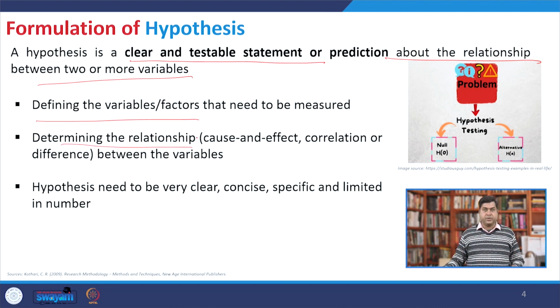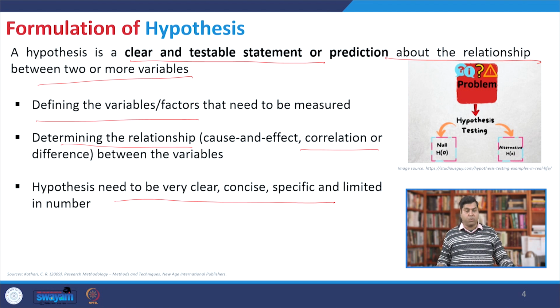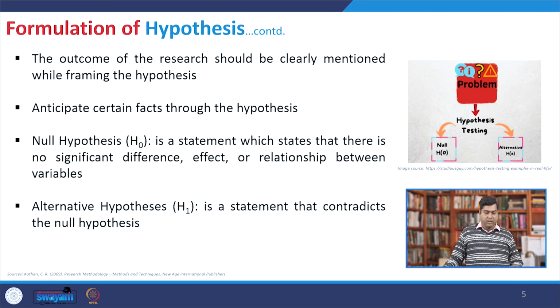Determining the relationship: whether it is a cause and effect kind of thing, or it is correlation, that it may be positively related, negatively related, directly or inversely related. Hypothesis needs to be very clear, concise and specific, and also measurable and testable. If we take a hypothesis which cannot be tested, then that will not be a good hypothesis. The outcome of the research should be clearly mentioned while framing the hypothesis.